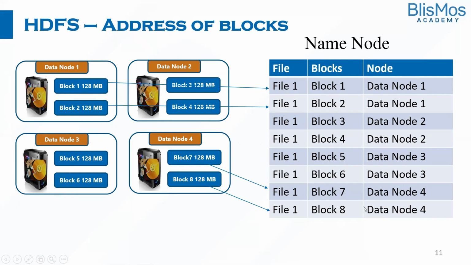Why is it so important? We'll see that as a part of the upcoming classes. But as a part of this lecture, what you need to understand is that data is spread across the different data nodes which are connected by a network, and the name node holds the address of the blocks which are there in a data node.